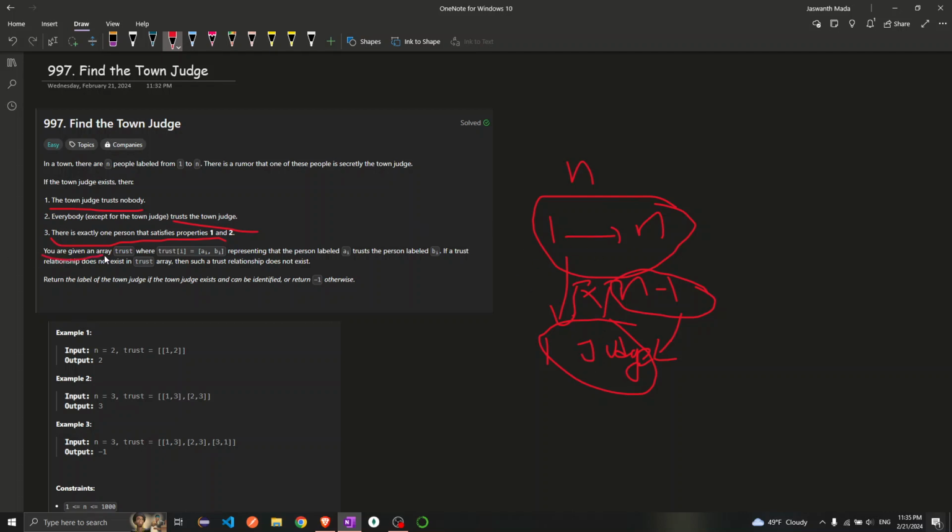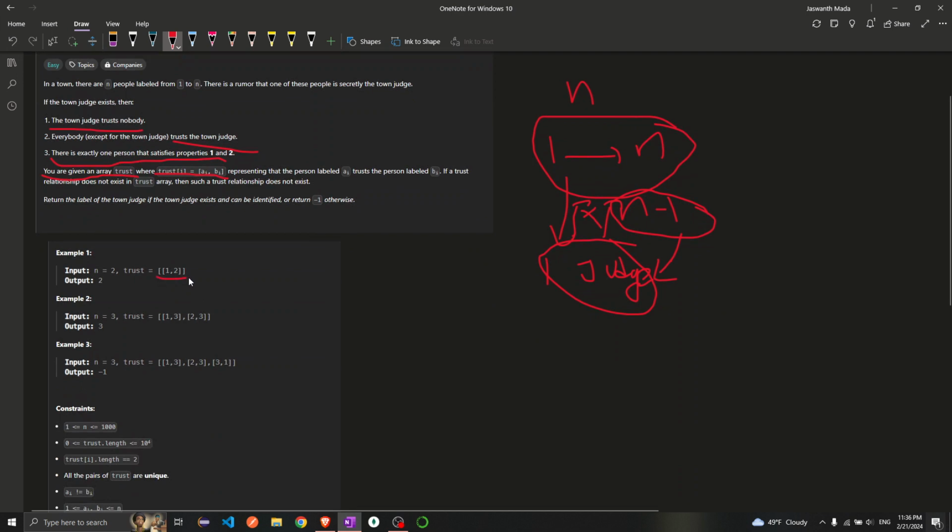So we're basically given an array trust where trust of i equals array of ai comma bi, representing the person labeled ai trusts the person labeled bi. We're given a trust array. In this, we'll have subarrays, and in each subarray, we have A and we have B. This means an array A comma B means A trusts B, but B does not trust A. It doesn't mean B doesn't trust A. It only means that A trusts B. So this is the question.